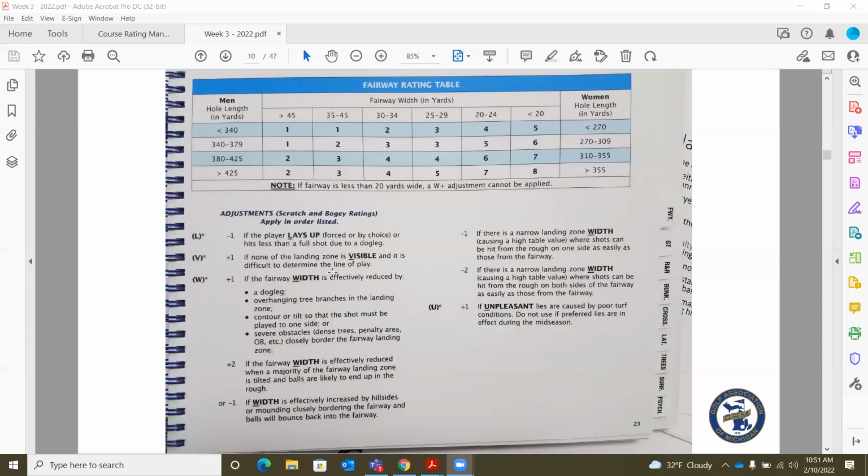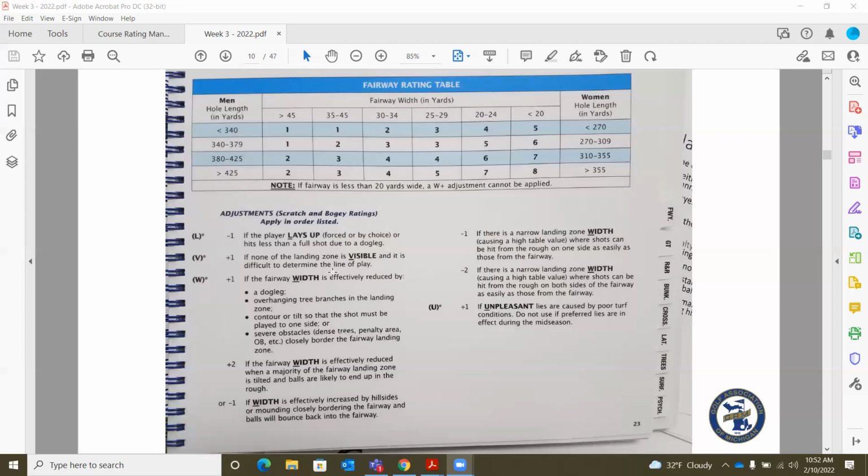And then on the minus side, or making it a little bit easier, you could have the fairway easier to hit if you have hills that border it and might bounce the ball back into the fairway. I think we've all played places where you have valleys, and if you bounce it off the valleys, they just funnel back into the fairway. That would be an example where you'd have that W minus. Another W minus, a little bit different, is if there's a narrow landing zone that causes a high table value where shots can easily be hit from the rough on one side as easily as those from the fairway.